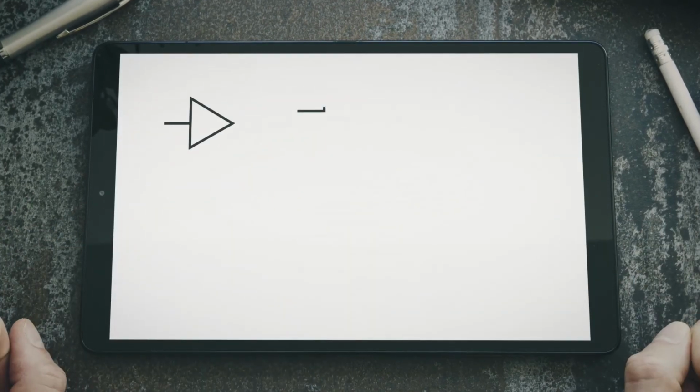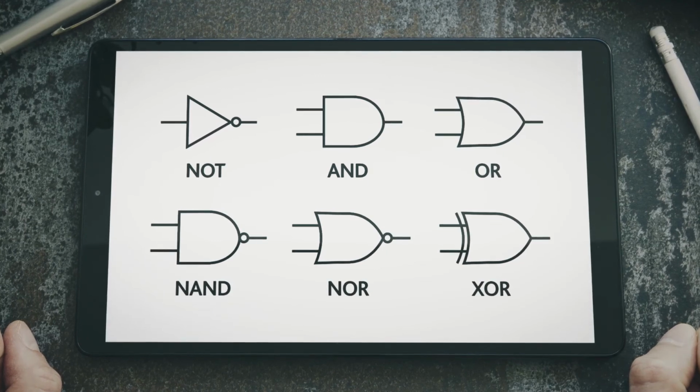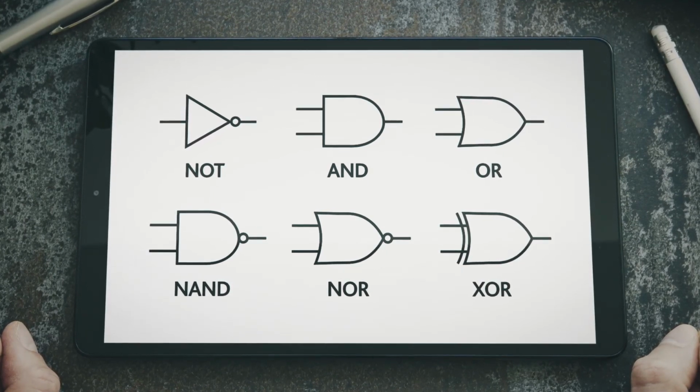Remember, for the examination you will need to know the 6 logic gates covered in this video, and also know and produce the corresponding truth table for each gate. Good luck!